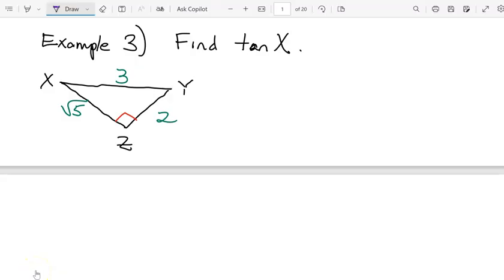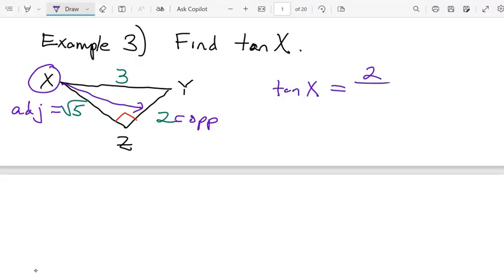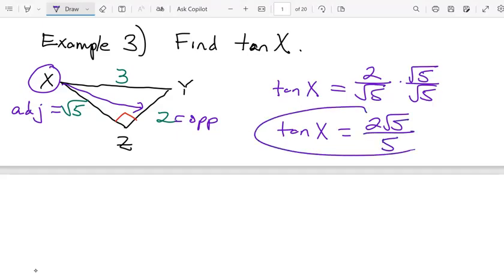In example 3, we're asked to find the tangent of angle X. So let's find out angle X. To find the tangent, we need the opposite and the adjacent leg. The adjacent leg is the one next to X that is not the hypotenuse. So the tangent of angle X is equal to the opposite divided by the adjacent. And in this case, we should rationalize this result since we don't want a square root on the bottom. So the tangent of angle X is equal to 2 times the square root of 5 over 5.